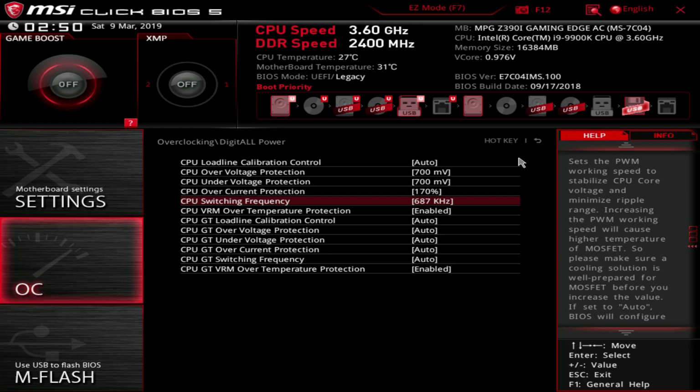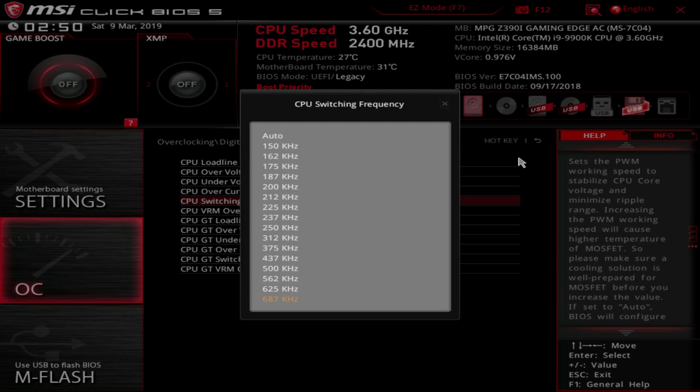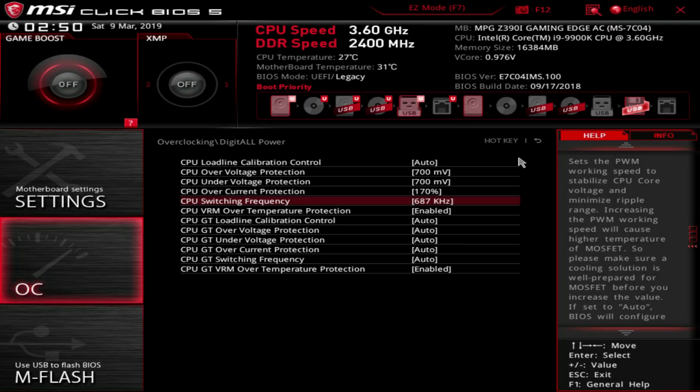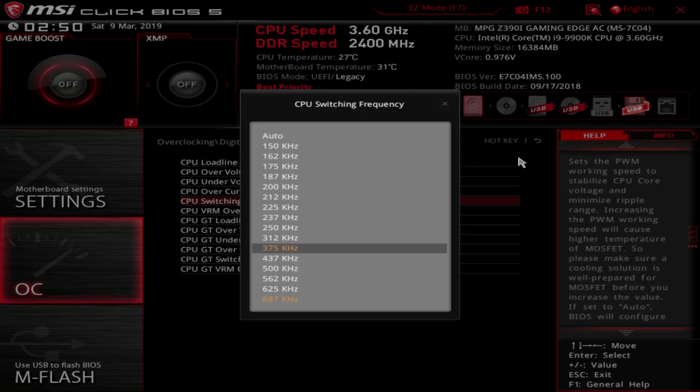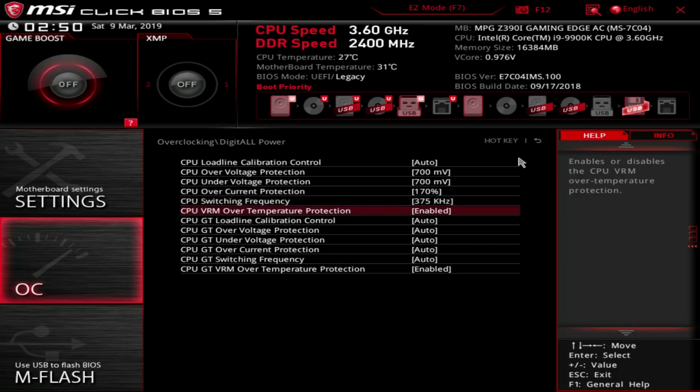And if you're on an i5-9600K, sure. Or if you have a fan strapped to the VRM and blasting a lot of air through it, then yeah, you can go up to 687 kilohertz. But generally, you probably don't want to do that, and you're going to want to stick around that 250 to 300. These three frequencies right here are going to be optimal for most use cases. So anyway, I'm going to put that to 375.